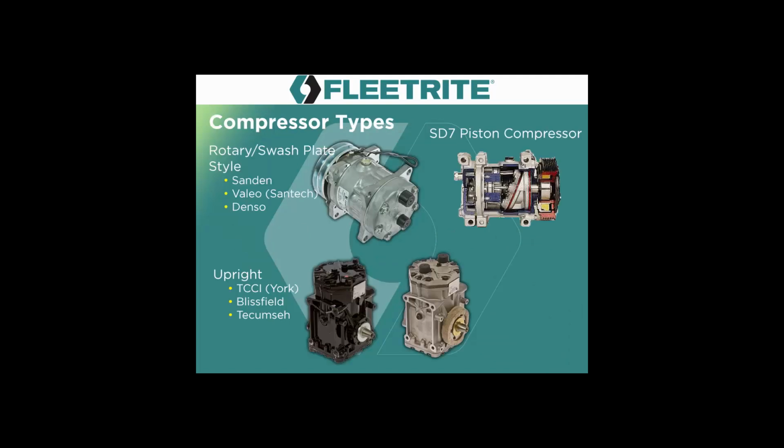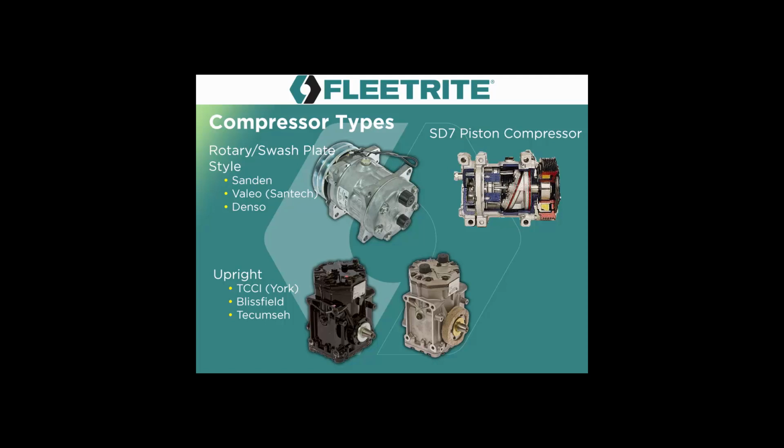There's numerous types of compressors in use today. In the truck world, we typically see a rotary swash plate style compressor, typically made by Sanden, made by Valeo, made by Denso. We still see a lot of the old upright design compressors made by TCCI, York, what's left of the old Blissfield company, Tecumseh. Those compressors have not been in new truck production now for many, many years, but we still sell quite a few of them. It's still one of our most popular compressors.